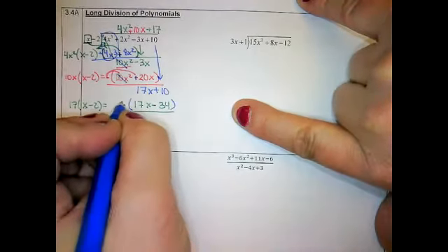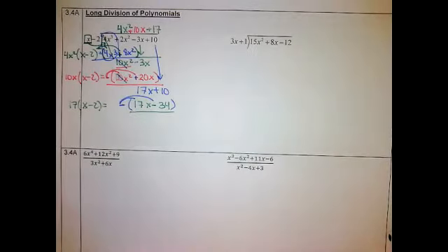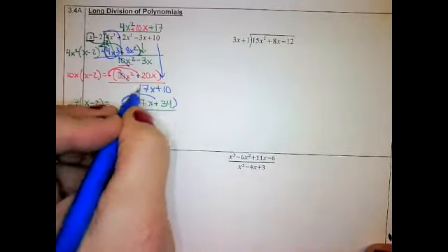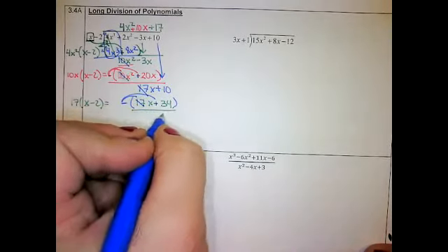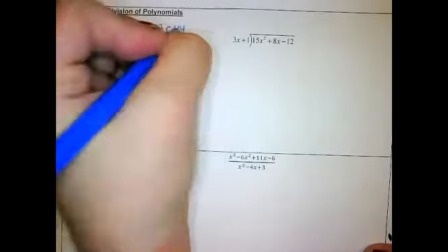Now I'm going to subtract that entire thing. So I have to distribute that minus sign. So that becomes a 0, and 10 plus 34 is 44. So that's a remainder of 44.